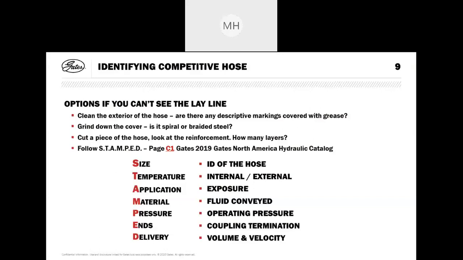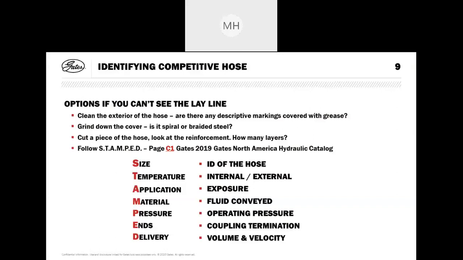Then we follow through the stamped process. So this is all included in the Gates catalogue, so we can find that on page C1, and it outlines all of these items again. So we look at the size, which is the ID of the hose, temperature, internal and external, application, so what it's exposed to, material, so what fluids we're looking at conveying through the hose, the pressure of the systems, what their spikes are, what it's actually doing, the ends and the delivery side of things. So we're going to go through each of these one by one.